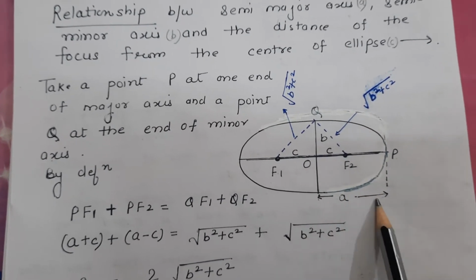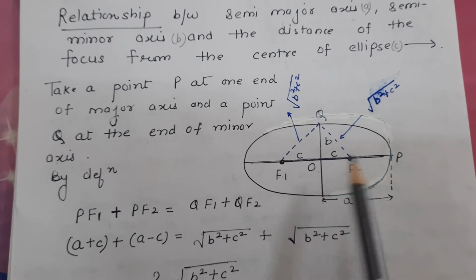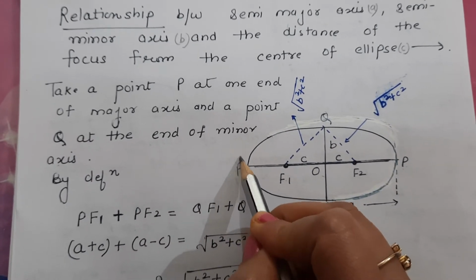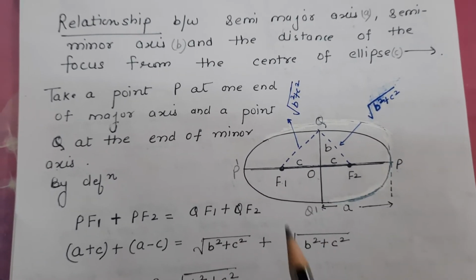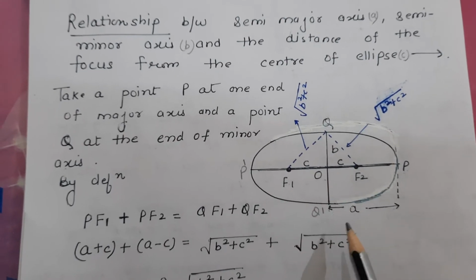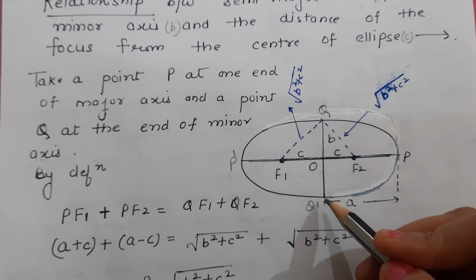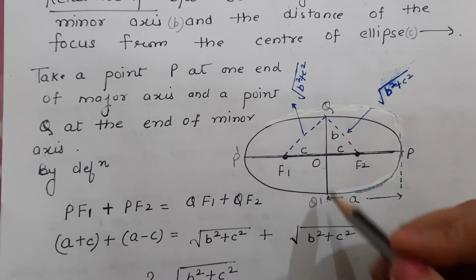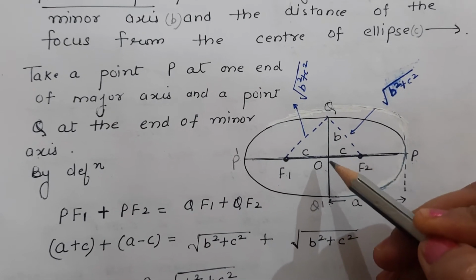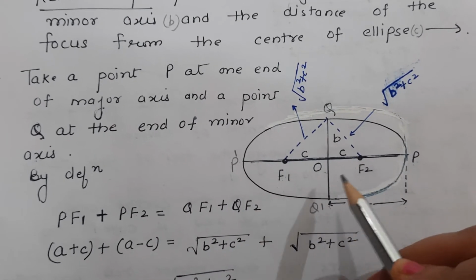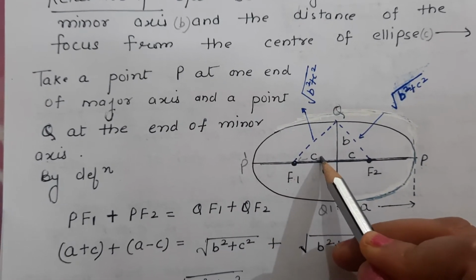Now, this portion OP is your semi-major axis. If this is P dash and this is Q dash, then P dash P is the major axis and half OP is the semi-major axis. So this distance must be A. Now this Q dash is the minor axis, so its length is 2B. If you write the distance OQ, this must be equal to B. And the distance of any of these two foci from the center is C. So this distance is C.